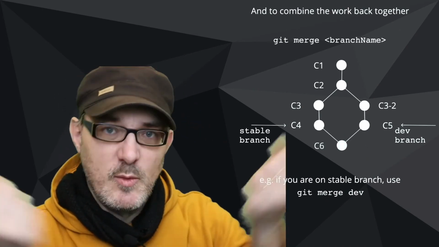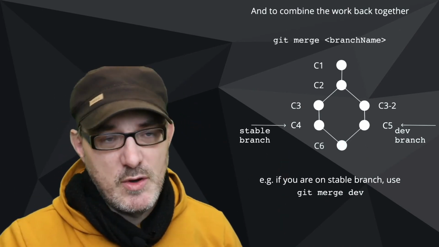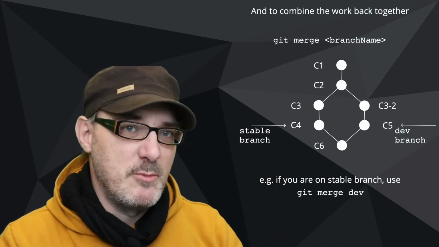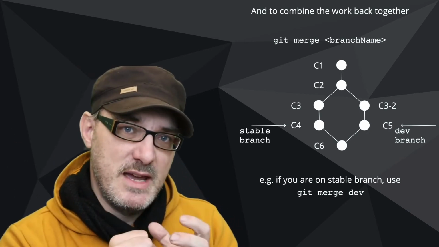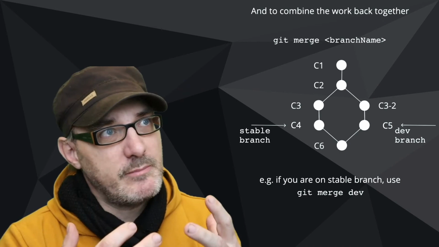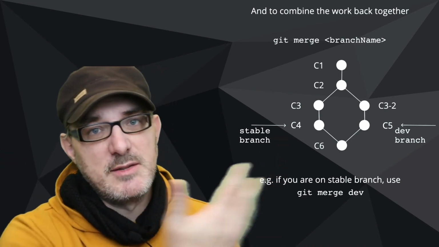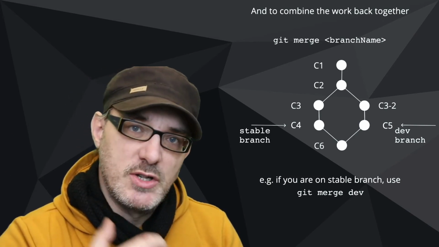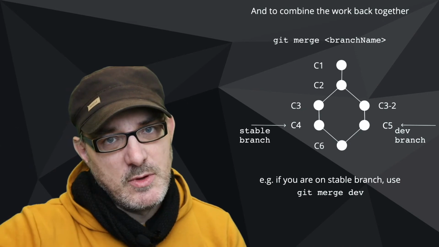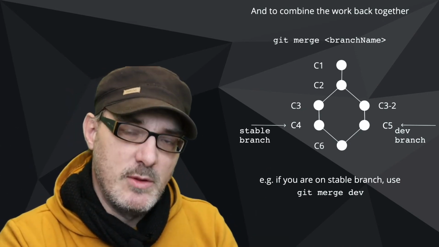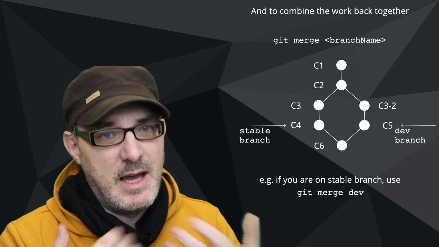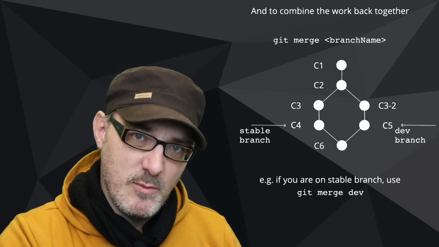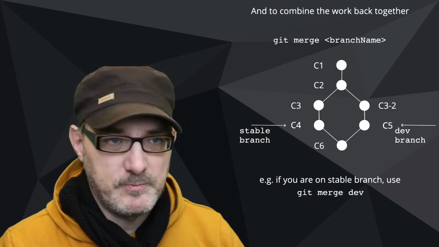And then to combine the work back together, we use git merge with the branch name. So if we have here, we're on the stable branch, and we want to bring in the code that's been done on dev, and we want to put that development work into production. We pull the work using git merge dev, and this will allow us to combine the work from dev into stable, and then we can test that and push that into production. So git merge branch name will bring the code from the branch name into the current branch.